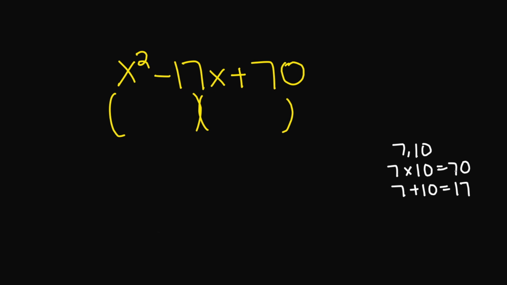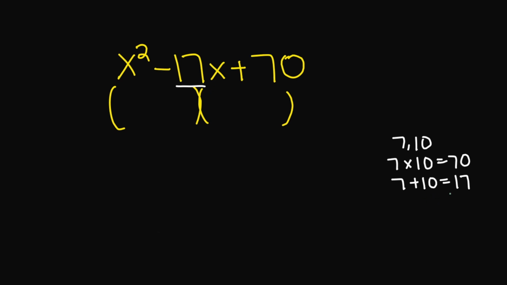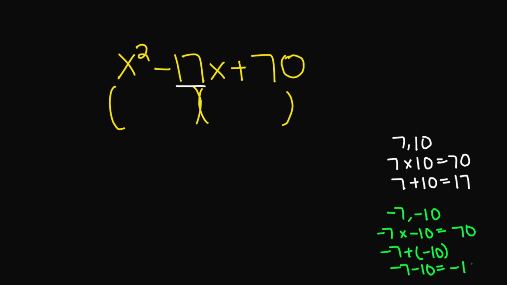So it looks like we are almost there. We're close, except I'm looking for a negative 17. How can I get a negative 17? And the only way to get that is going to be if I work with negative 7 and negative 10. So now let's see what we get. So negative 7 times negative 10, this is going to give you a positive 70. And then you have negative 7 plus negative 10. Let's see, negative 7 minus 10, and this is going to give you a negative 17.